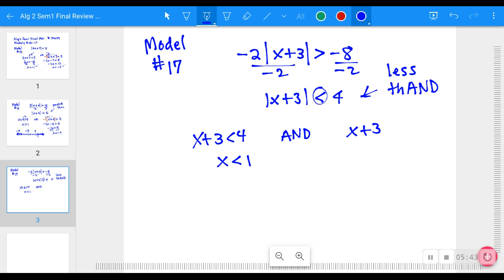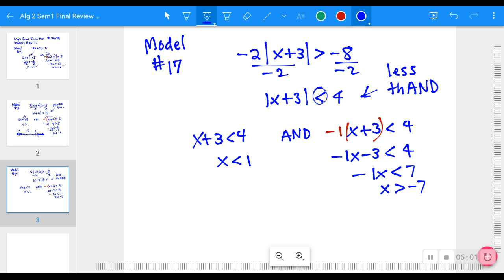And then on the other one, x plus 3 is less than 4. We multiply this left-hand side by negative 1, distribute. Add 3 to both sides. Divide by negative 1, which changes the direction of the inequality. So we need numbers that are less than 1 and greater than negative 7. And these type have to be combined into an in-between statement.